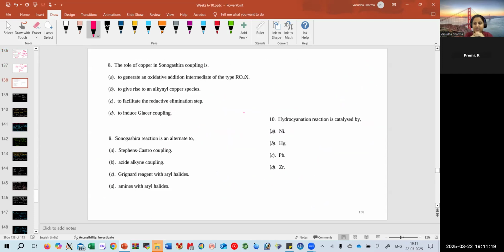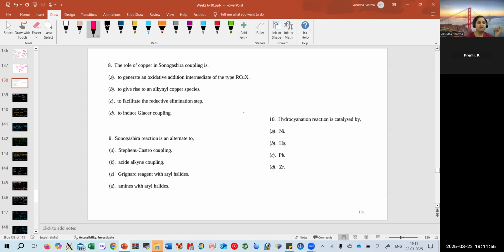Moving ahead to our eighth question, which is the role of copper in Sonogashira reaction. As we were looking into the Sonogashira reaction, this is also a coupling reaction, but basically it is having an alkyne group. This is majorly seen for the alkyne group, and what role does that copper play in that one? Is it to generate an oxidative addition intermediate of the type R-Cu-X, to give rise to an alkynyl copper species, to facilitate the reductive elimination step, or to introduce a J7?